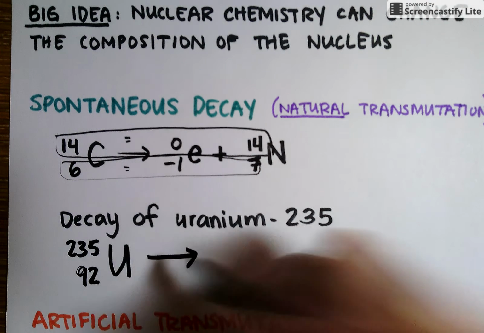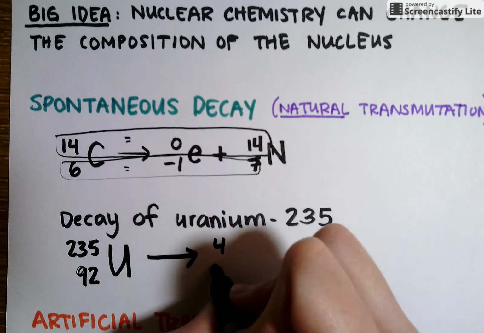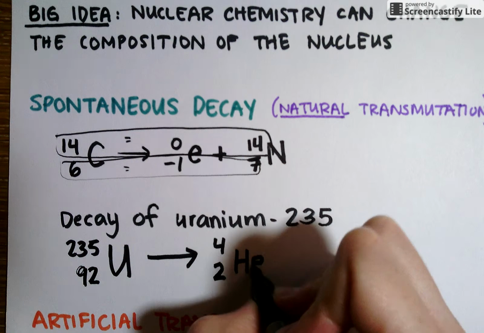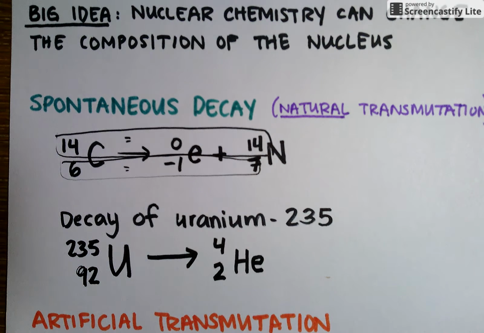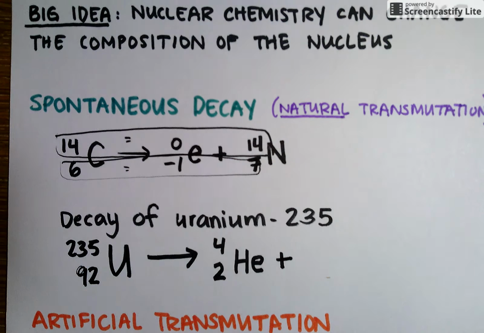So it does this on its own. It releases an alpha particle, which according to table O looks just like this. Again, you can use the He or the alpha symbol. And that uranium is going to change into something new.